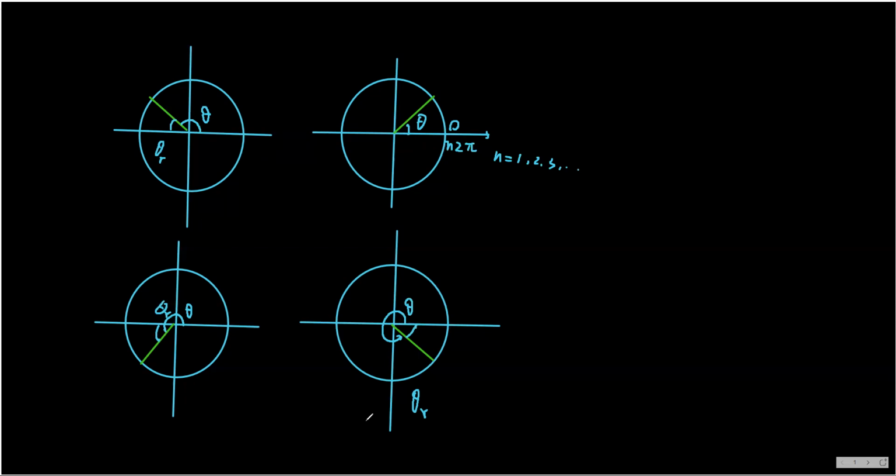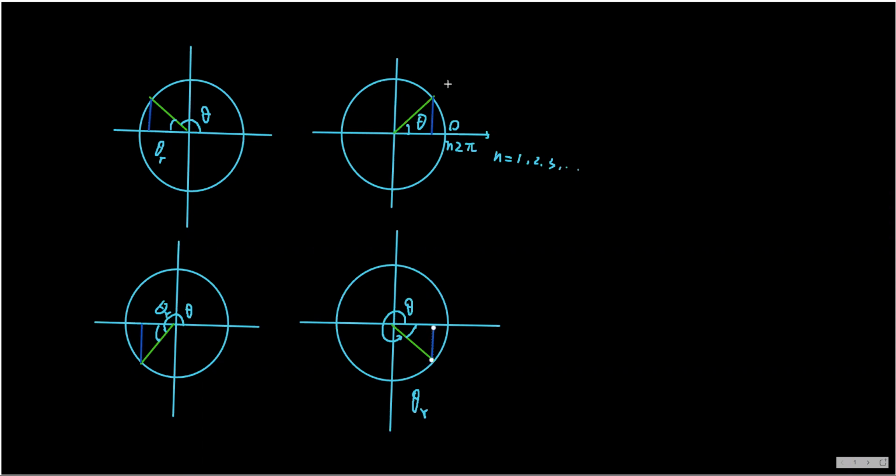The reason we use the reference angle is because we can only find a right angle triangle here. Can you see the right angle triangle here? You can use the sine, cos, and tan to solve for the first.